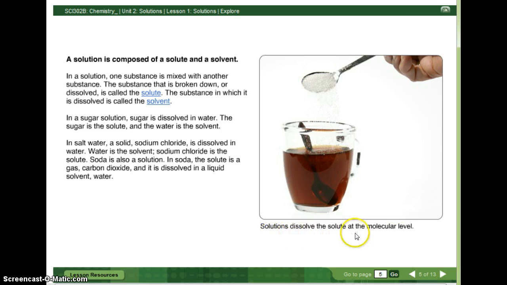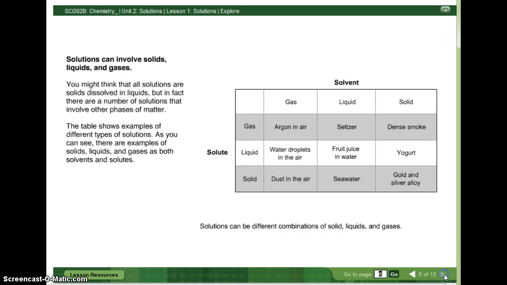And solutions dissolve the solutes at a molecular level. Solutions can involve solids, liquids, and gases. You might think that all solutions are solids dissolved in liquids, but in fact there are a number of solutions that involve other phases of matter. The table shows examples of different types of solutions. As you can see, there are examples of solids, liquids, and gases as both solvents and solutes.